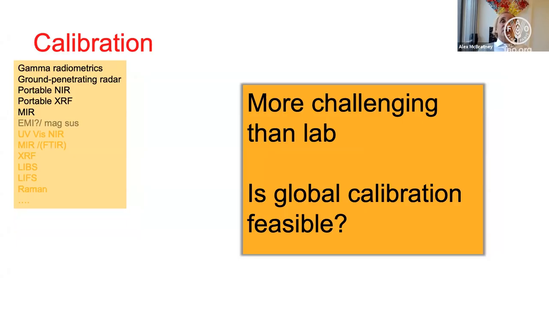Calibration is similar to the lab, but a bit more challenging because there's much more variability in the field. The conditions can't be quite as standardized. And I think the question when it comes to calibration of these field devices is: is global calibration feasible? Can we actually ever get enough information to get a global calibration? And is it actually useful? So there are some questions about calibration of field spectroscopy, I think. Next slide, please.